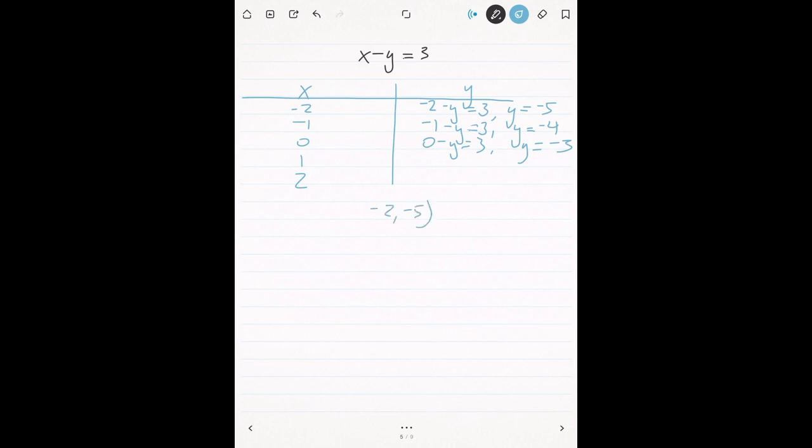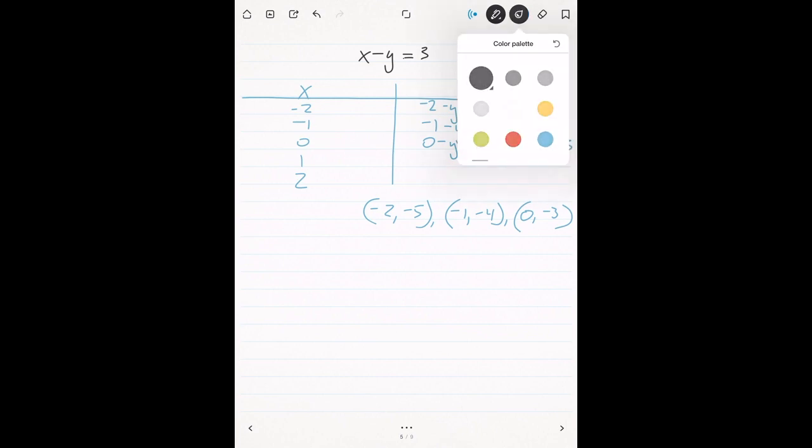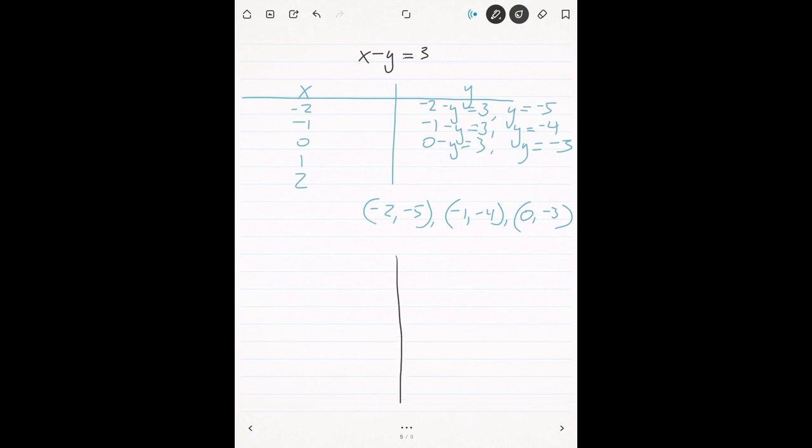-2 and -5. -1 and -4. And 0 and -3. So we have more than we need. Let's go ahead and maybe plot this. Now, I am not the best at drawing graphs. I much rather prefer working on graph paper or on the computer for this, but I think you get the main idea. Let's go ahead and do 1, 2, 3, 4, 5. 1, 2, 3, 4, 5. 1, 2, 3, 4.